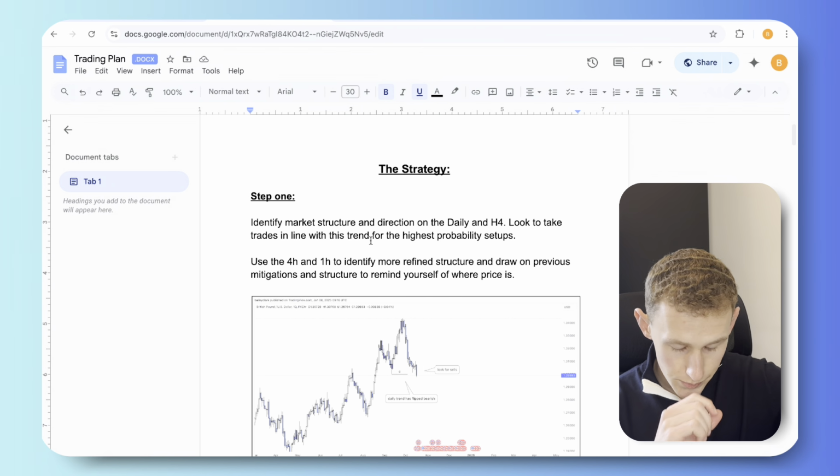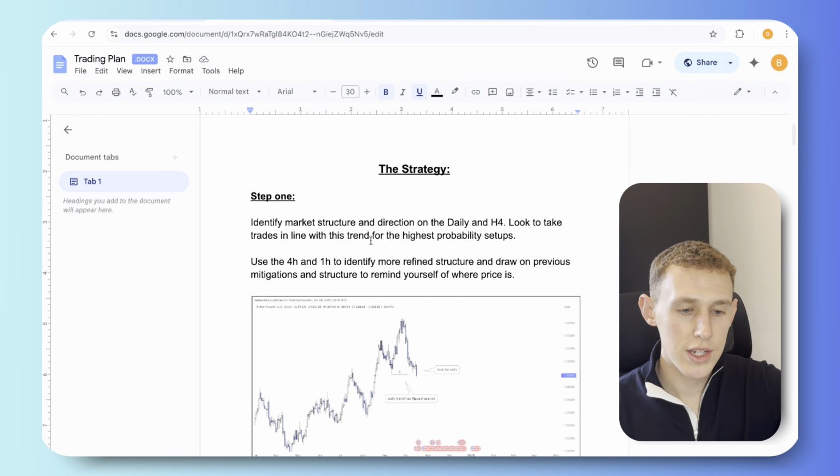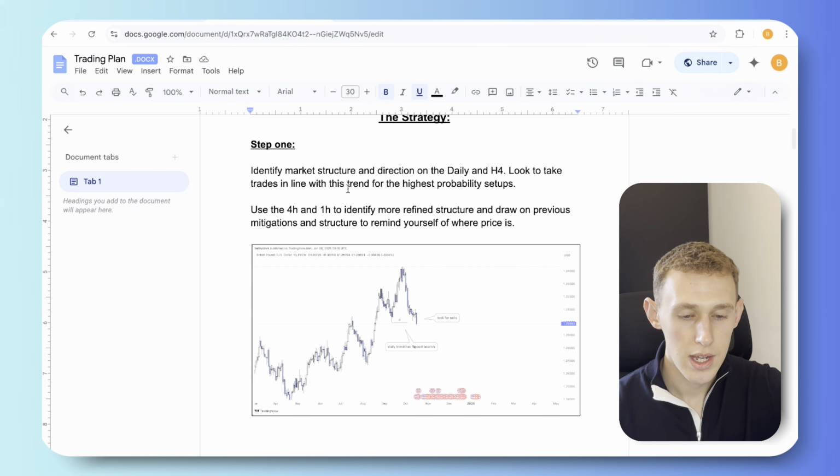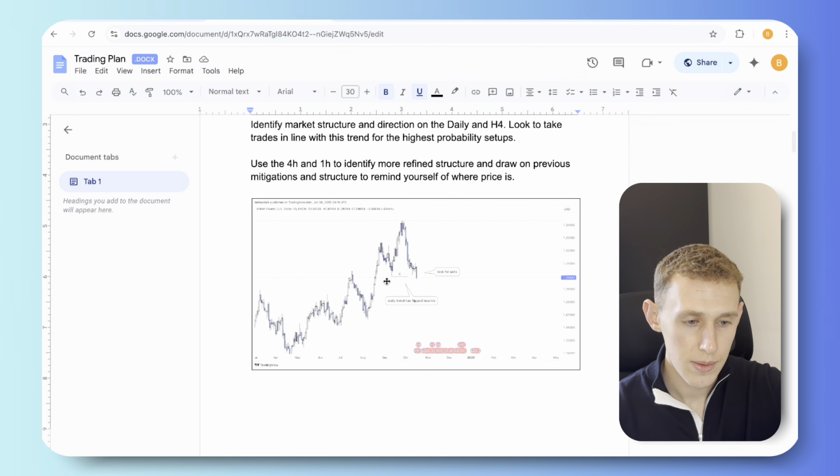So a brief rundown of what we're actually looking for in terms of this strategy. First step is we're just going to identify the higher time frame market structure and direction. And I typically do this on the daily and 4-hour charts to get an overall sense and picture of that higher time frame narrative. So where is price heading? What is the overall market structure and what is the overall trend? And then typically I'm only looking to take trades in line with this direction. So if price is bullish, I'm only looking to buy, and vice versa for sells.